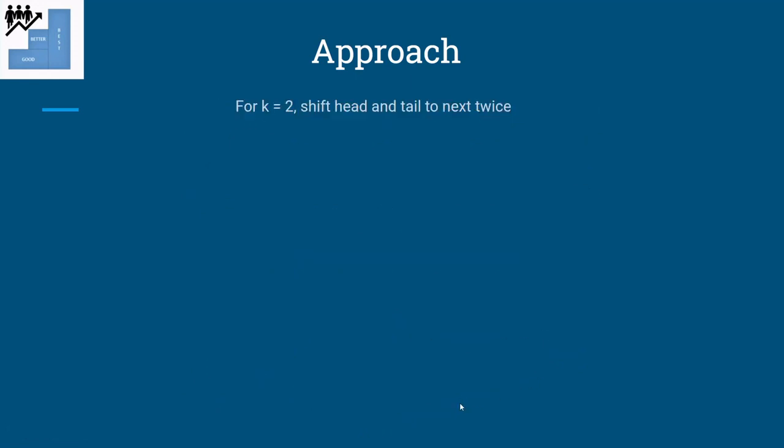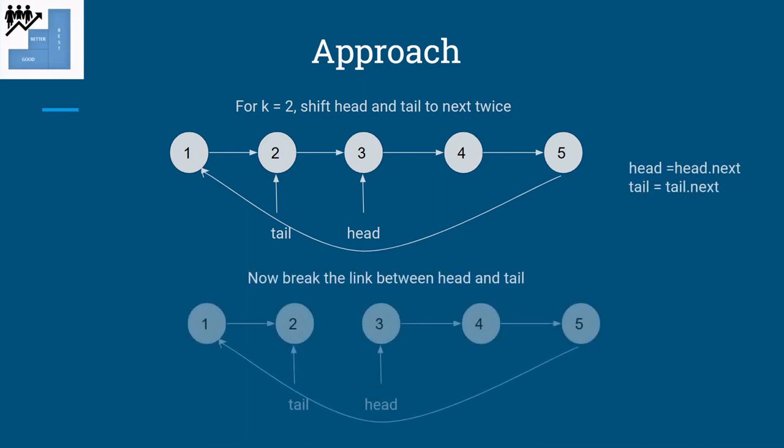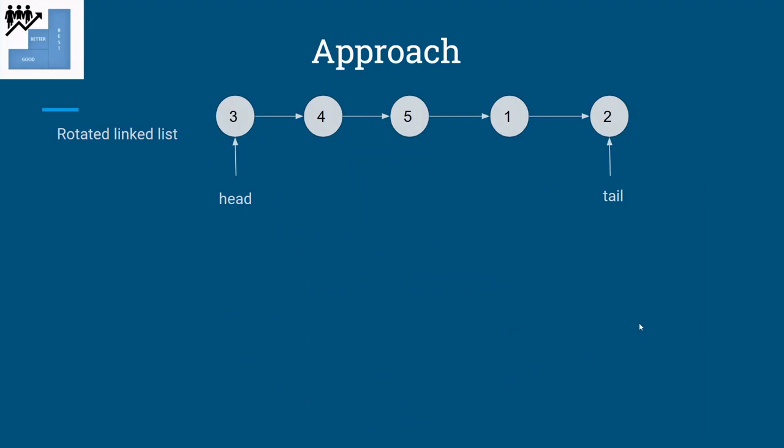For k equal to 2, we shift head and tail twice. So if head was here, shifting it right makes it come over here. And similarly, when tail is here, shifting it right by 2 comes over here. Then we just break the link between the tail and head. That's how a linked list is, right? There is no link between the tail and the head. Tail points to the last node and head points to the first node. So we break the linked list with this command, and the rotated linked list looks like this.